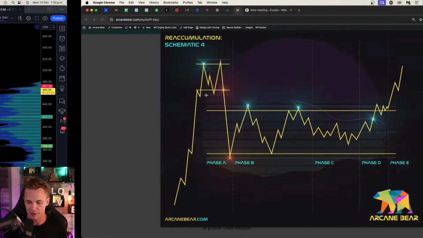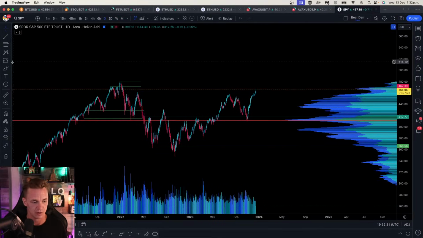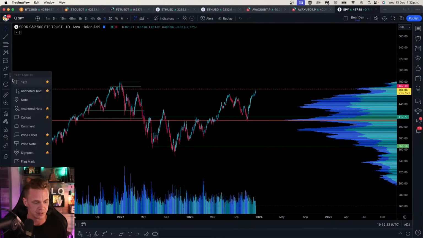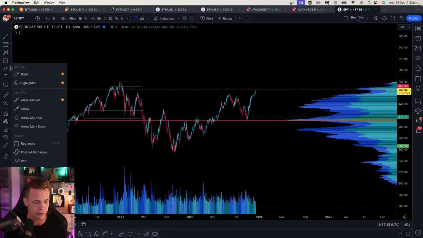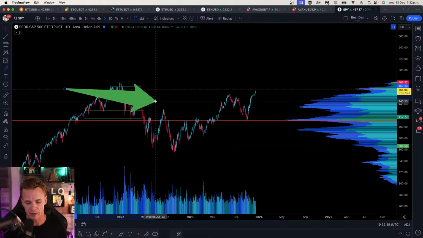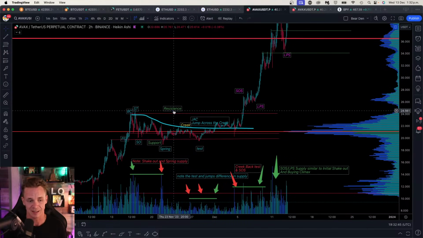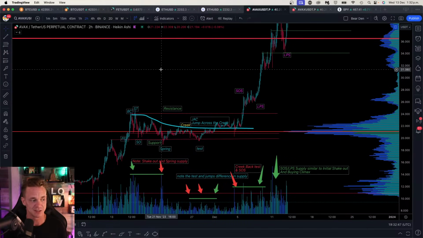Now, just for fun, this is also a reaccumulation after decline. So as we pointed out with Fetch, these are one of the weaker reaccumulation schematics. They have less power than the general reaccumulation schematics. Again, like the one we saw with Avalanche, that was one of the sexiest trades I've seen this year because the technicals were perfect.